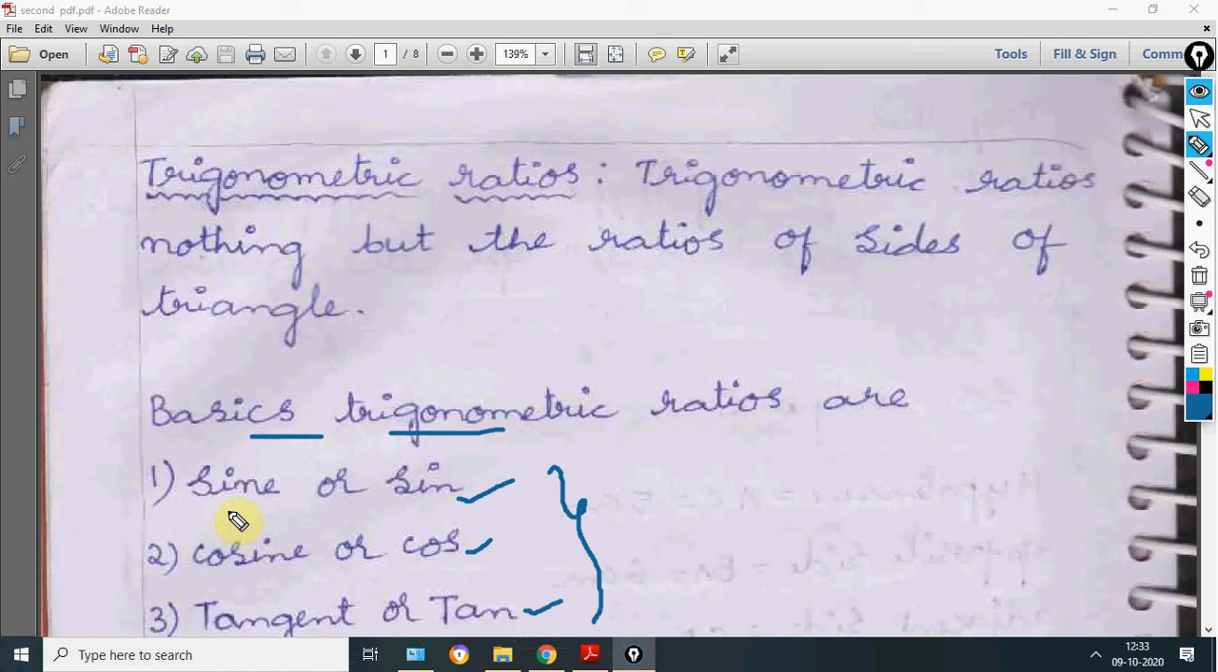We can write sine or sin, pronunciation is the same. Cosine or cos. Third one is tangent or tan. In books, if they give tangent, you should not be confused, it is nothing but tan only. Cosine means cos only, short form is cos. Generally we use it like this only. Sine, cos, tan. These are three basic trigonometric ratios.